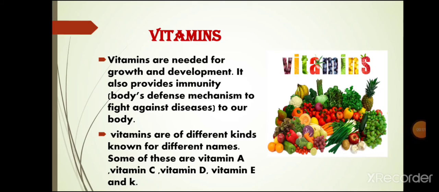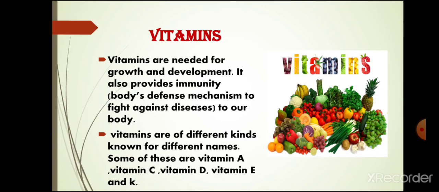Like carbohydrates, proteins and fats, our body also requires another kind of compounds, and we call these compounds vitamins. Vitamins are required for proper functioning and good health of our body, and they also protect our body against diseases and help keep our eyes, bones, teeth and gums healthy.